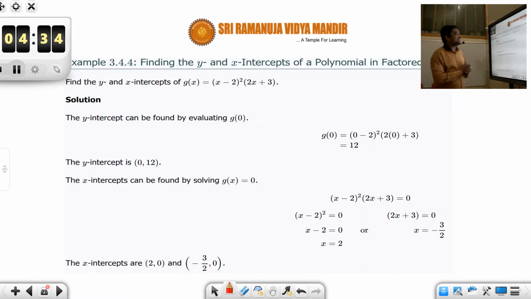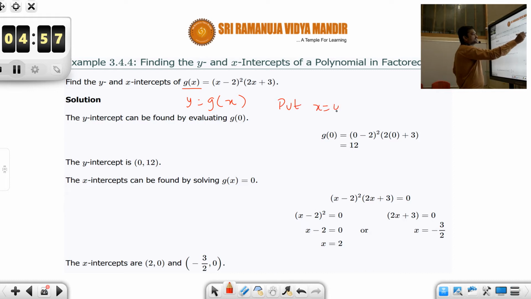Now, finding the y-intercept of a polynomial function. Okay, how do we find the y-intercept? Students, to find the y-intercept, what you need to do is simply put x equal to 0. That is, if g of x is the function, y is equal to g of x, this is a function in x. Put x equal to 0. If you put x equal to 0, the value that you will get, we'll call it the y-intercept. That is g of 0.